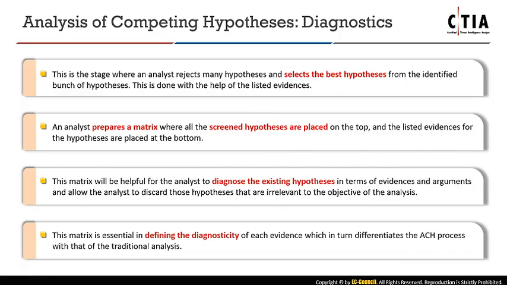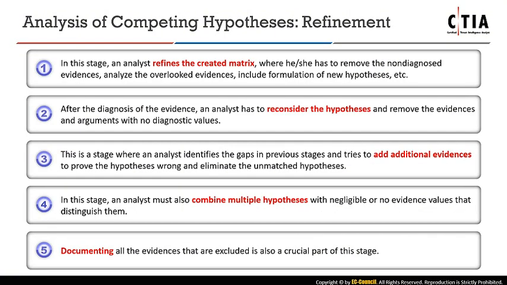And then it's going to help you to diagnose the existing hypotheses in terms of evidences and arguments, and allow you to discard the ones that are weak, the ones that are irrelevant, the ones that will not work. And so this matrix, this table, is essential in defining the diagnosticity. How diagnosable is each one of these pieces of evidence, and that'll help us with our analysis.